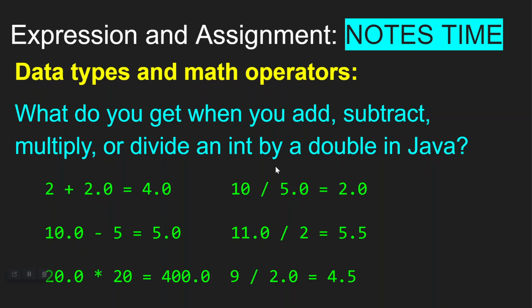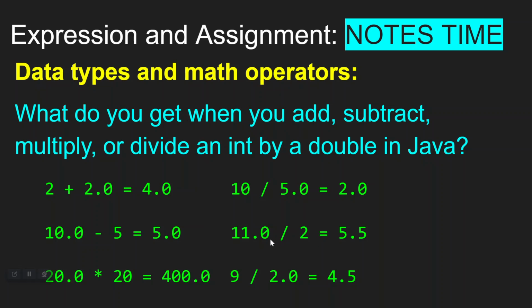All right, so the easy answer here is anytime you do any math that includes a double, the answer is always going to be a double. So if you add an int with a double, the answer will be treated as a double. If you subtract a double with an integer, the answer is going to be a double. If you multiply a double with an integer value, the answer is going to be a double. Same thing with division. So an integer divided by a double, the answer is going to be a double.